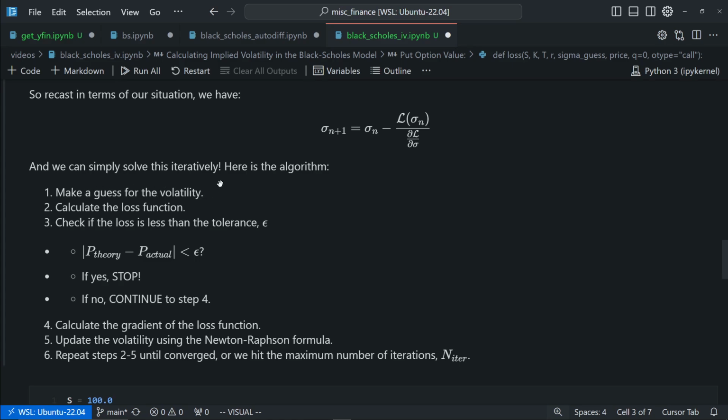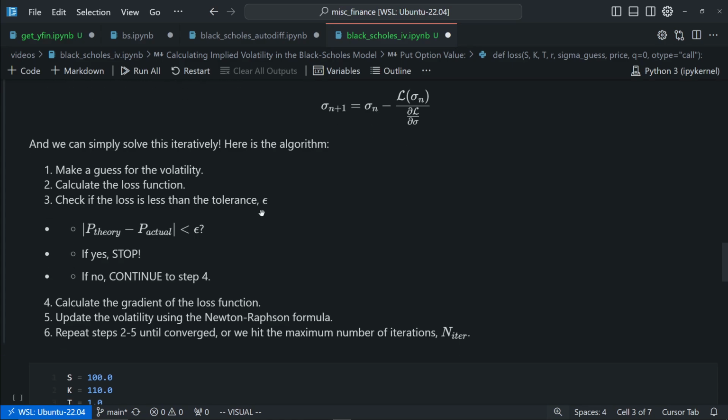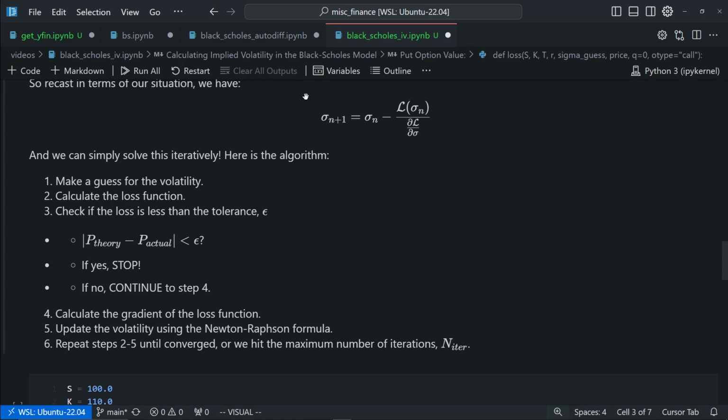First, we make some guess for what we think the volatility might be. Doesn't have to be too close. Two, we calculate that loss function: using our guess for the volatility, how far is the theoretical price from the actual price? And if it's less than some value, then it's sufficiently close and we can say, all right, we're done. So if the magnitude of the difference between the prices is less than this epsilon cutoff, then we can stop. If it's not, however, we have to keep updating and getting better guesses for the volatility. So step four would be calculate the gradient of that loss function. And then step five is just update according to this formula. Simple as that. And then we rinse and repeat this until we get this condition to be satisfied or until we run out of iterations.